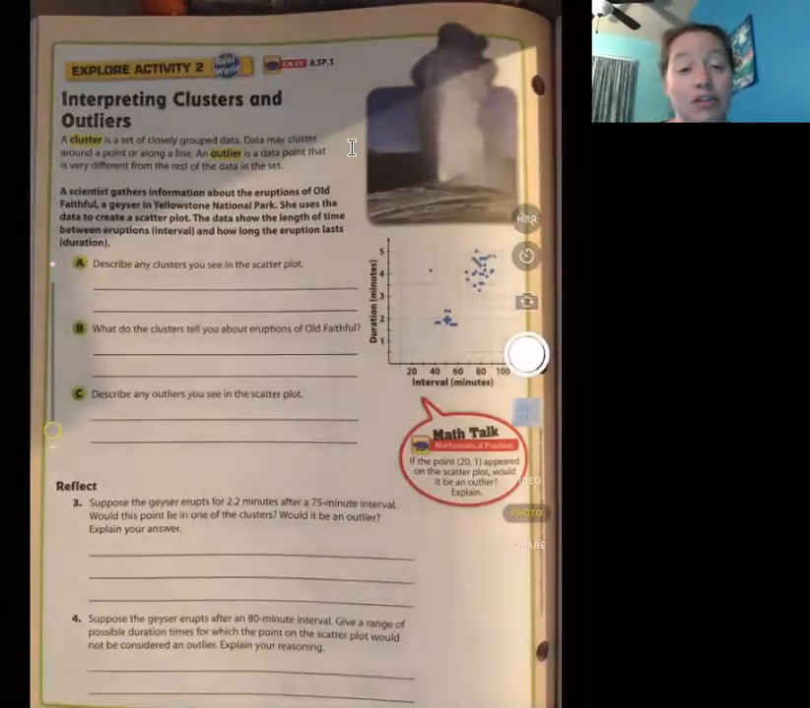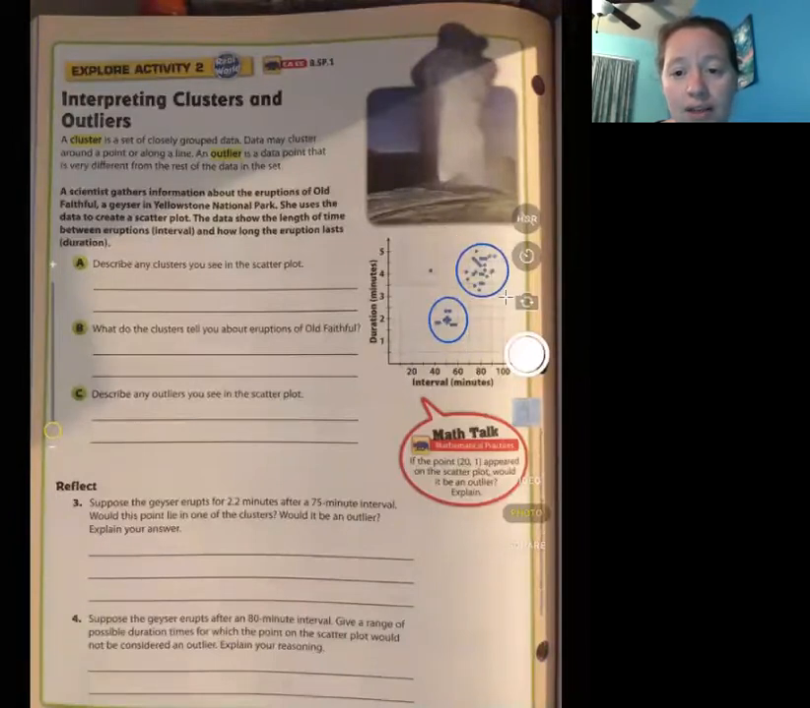A scientist gathers information about the eruptions of Old Faithful, a geyser in Yellowstone National Park. She uses the data to create a scatter plot. The data show the length of time between eruptions, which is the interval, and how long the eruptions last, which is the duration. Describe any clusters you see in the scatter plot. Well, there are actually 2 of them. There's one right there, and there's one right there.